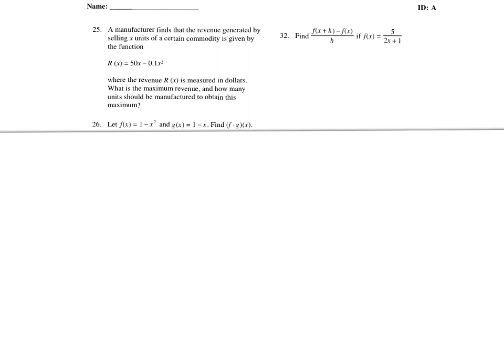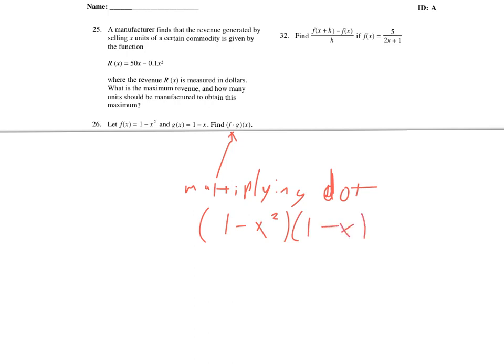All right, next one here gives us two functions, and this is actually a multiplying dot. So don't be confused between this one and a composite dot. The composite dot is like an open circle, but the multiplying dot is like a closed circle, I guess. So this just means multiply these two functions together. And so that's just going to require a FOIL.